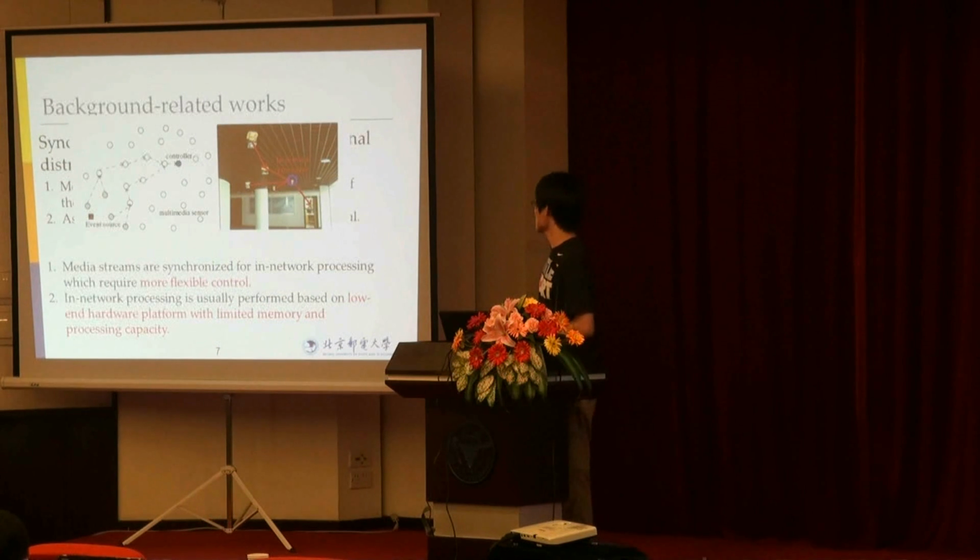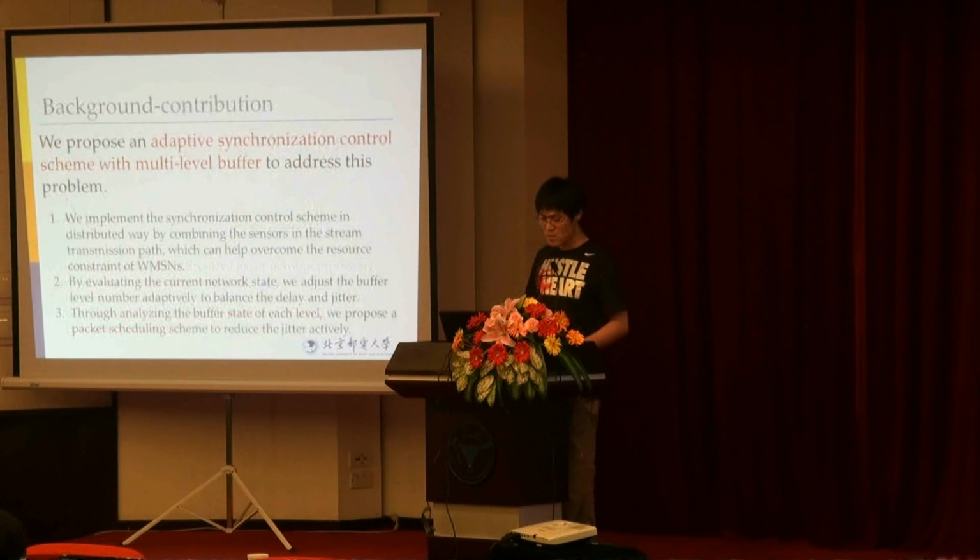However, for wireless multimedia sensor networks, the media streams are synchronized for in-network processing, which often requires more flexible control. On the other hand, we found that in-network processing is usually performed on low-end hardware platforms with limited memory and processing capacity. So the traditional method may not be suitable for the wireless multimedia sensor network. So in this paper, we propose an adaptive synchronization control scheme with multi-level buffer to address this problem.